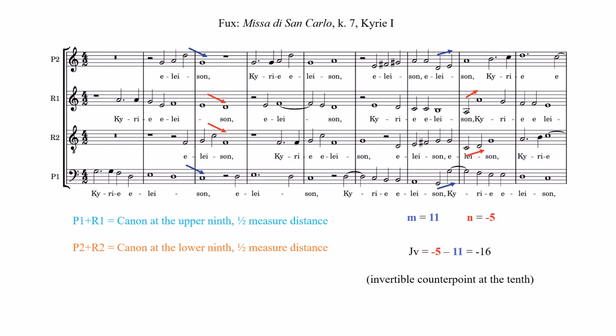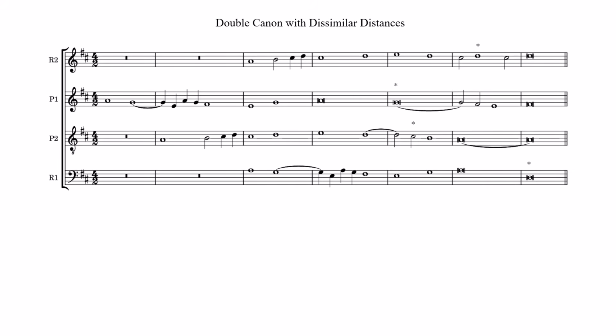In both of these examples by Fuchs, the two canonic combinations had the same distance of entrance. This is what allows us to analyze the purple and red combinations as original and derivative related by vertical shifting counterpoint. But what if the two canons of a double canon have dissimilar distances of entrance? I couldn't find an example of that in the literature, so I composed one myself.